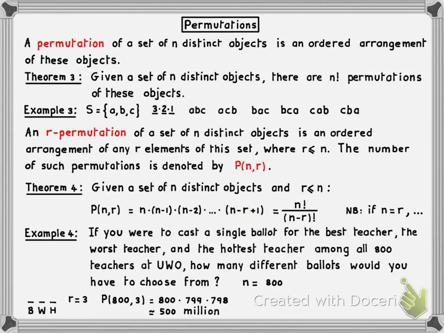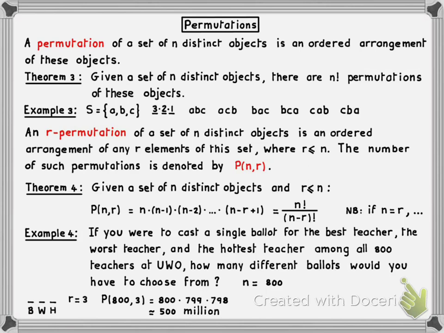So let's illustrate it again in the case of a concrete example. How many choices do you have for the teacher in the first position? Well, you have 800 choices. Now, for each one of these choices, how many choices do you have for the second position? Well, you have 800 minus 1 choices. And after you've made the first 2 choices, you only have 800 minus 2 choices for the third position. So using the product rule, the total number of ballots is going to be 800 times 799 times 798.